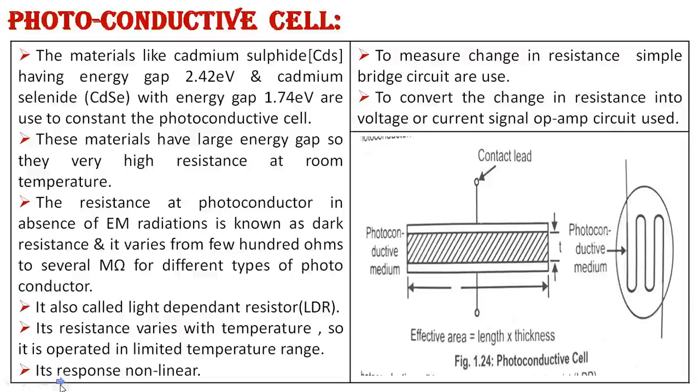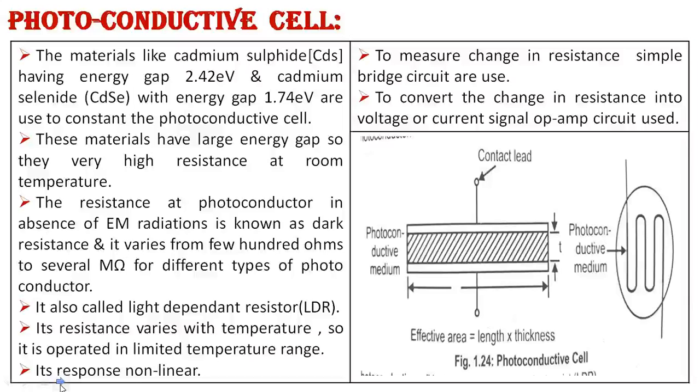The resistance of a photoconductor in absence of EM radiation is known as dark resistance, and it varies from a few hundred ohms to several megaohms for different types of photoconductor. It is also called light dependent resistor, LDR. Its resistance varies with temperature, so it is operated in a limited temperature range.